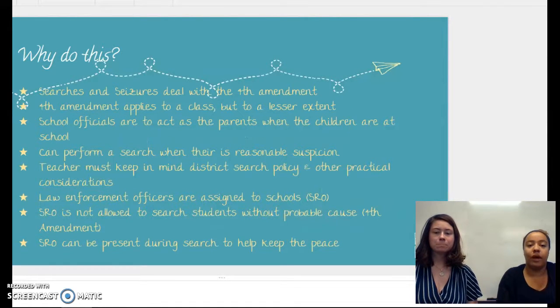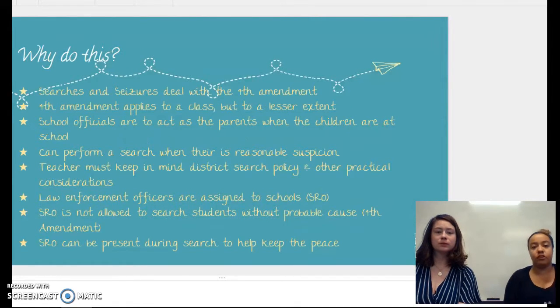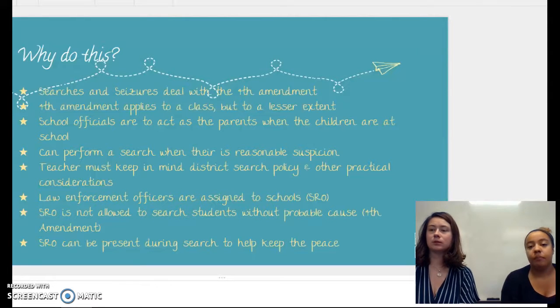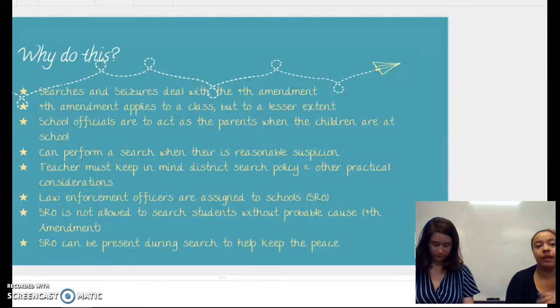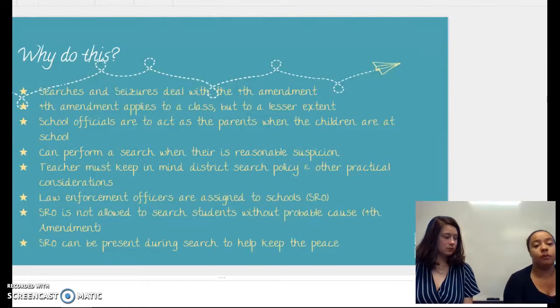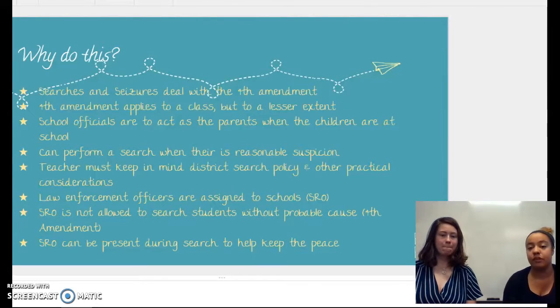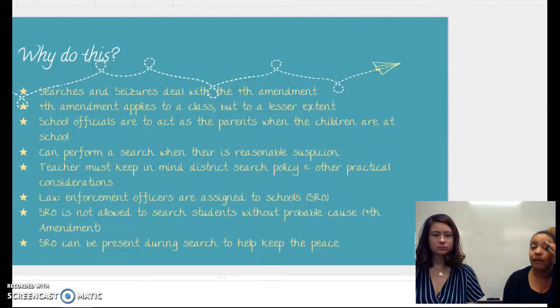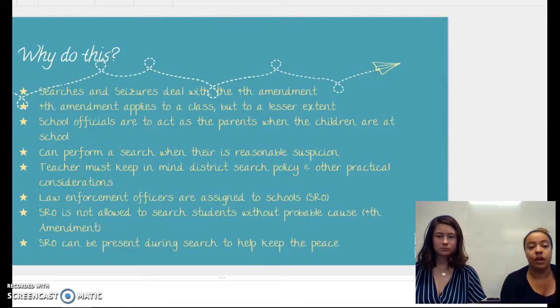Okay, so this is the why do it part. Searches and seizures deal with the Fourth Amendment. Basically, teachers can do a search of a student if they have probable cause or a reasonable cause in order to be able to do it. If they want, they're allowed to have the SRO present during the search, maybe to keep the peace or just to make sure that everything's okay and that there's no violence or anything that's going to happen. But the SRO is not allowed to do the search because that is not their job.